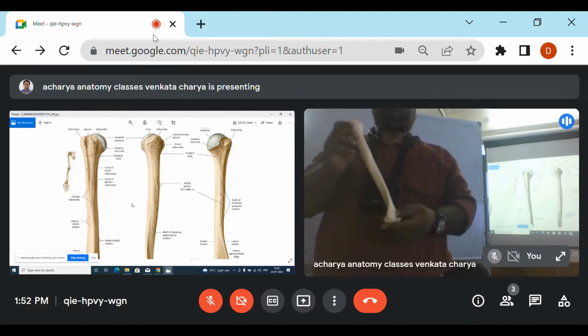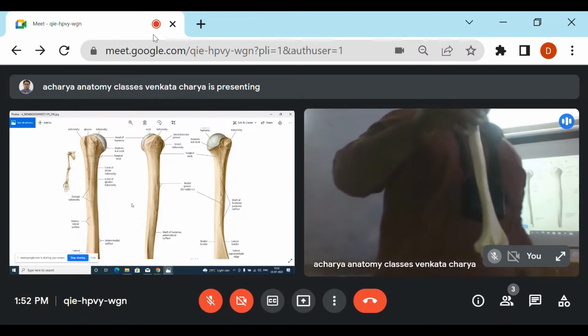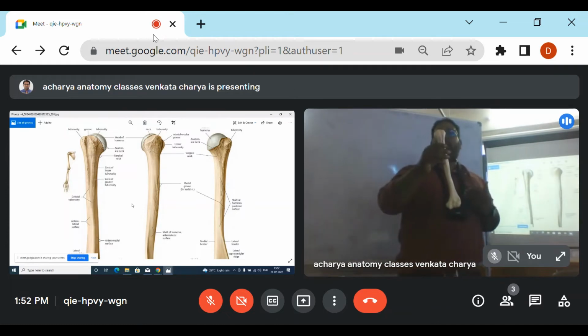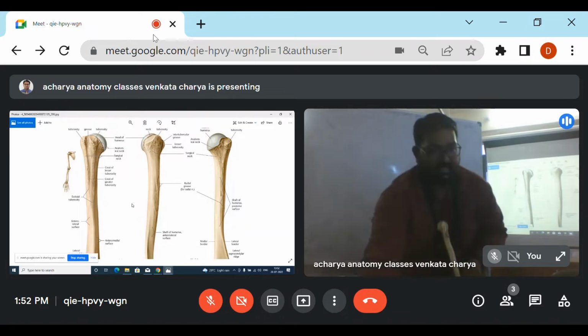The olecranon fossa faces posteriorly. Okay. Next, see here in the inferior end, there are two facets. Number one is a round facet.